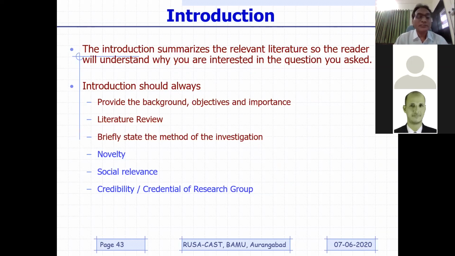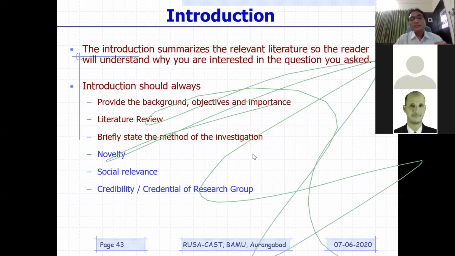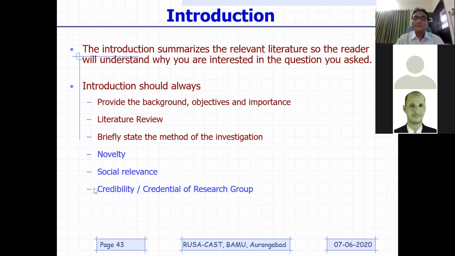Now the next part would be the introduction. Introduction is again going to be very, very important. In the introduction, you need to provide background, objectives and importance, literature review, and briefly state the method of investigation. Most importantly, there are three aspects as I mentioned earlier: novelty, social relevance, and credibility. Through literature review, you can inculcate novelty. Similarly, through literature review only you will be able to mention how this is going to be important. So whenever we are talking about introduction, all these things should be reflected in it.